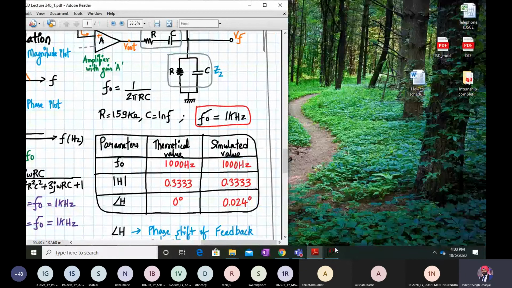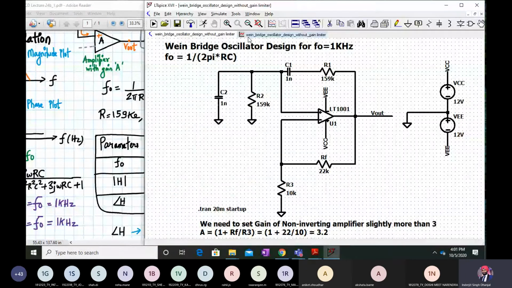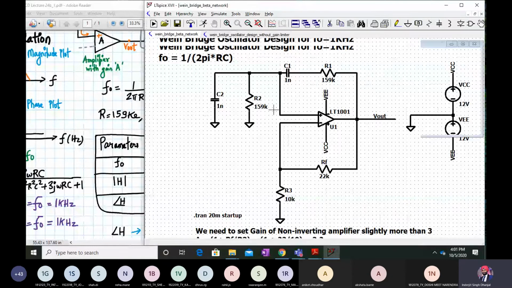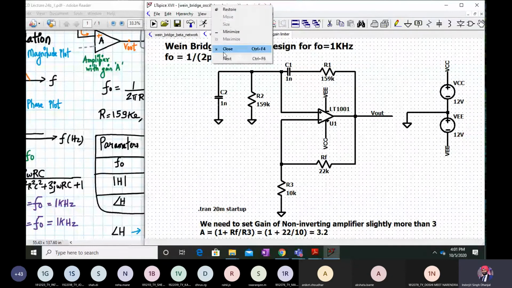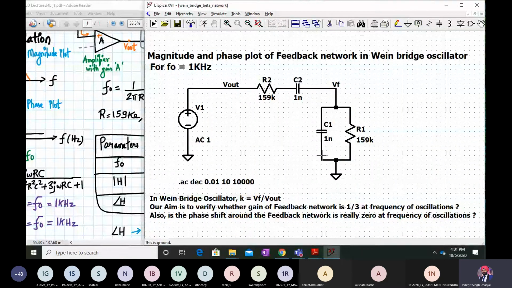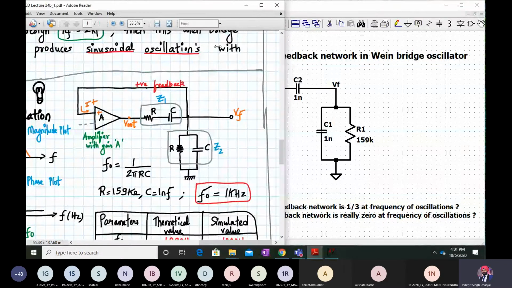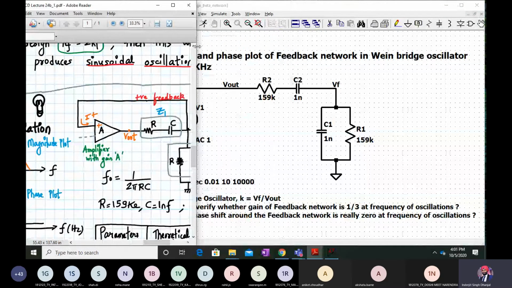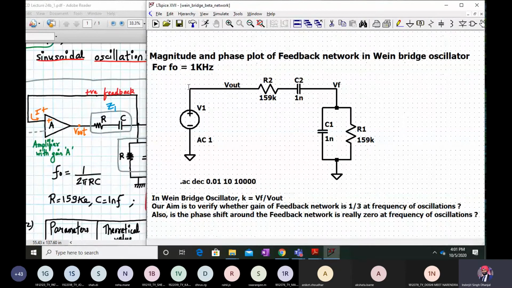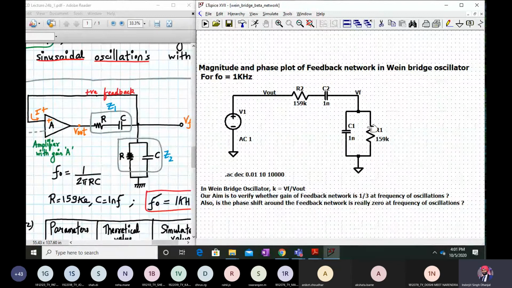So let's run it in LT-Spice and let's quickly find out whether the values are coming consistent with the theory or not. So I'll go to LT-Spice. Just a few minutes more, and then we'll wind up today's lecture. Let me go to the beta network. Remember, we are concentrating only on the beta network now, so no need to draw the complete op-amp circuit. As you can see, this is my beta network, this network over here. So basically, I wish to plot the magnitude and the phase plot only of the beta network.